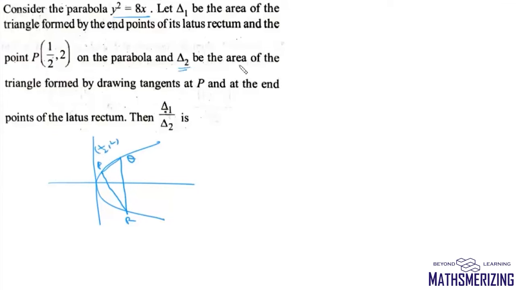And let delta 2 be the area of triangle formed by drawing tangents at P and at the end points of latus rectum. So we are drawing tangents at P, Q, and we are drawing tangents at R. So this is delta 2. We need to find ratio of delta 1 upon delta 2. So this is standard result. We have proved in one of our videos that ratio of area of triangle formed by the points to area of triangle formed by points of intersection of tangents is simply 2. So answer to this question is simply 2.